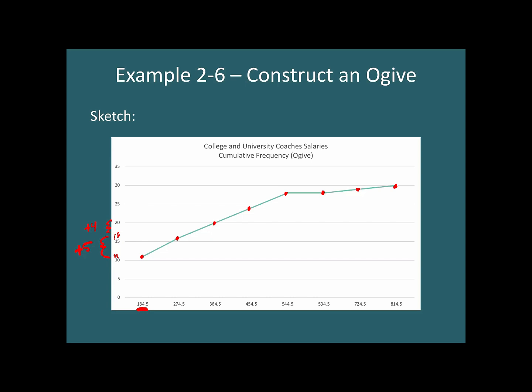And technically, you're supposed to plot these points first and then draw the line segments that you see here. That's an example of an ogive. Also, notice that this time my frequency is cumulative, so we use 35 to more than cover our 30 coach salaries.